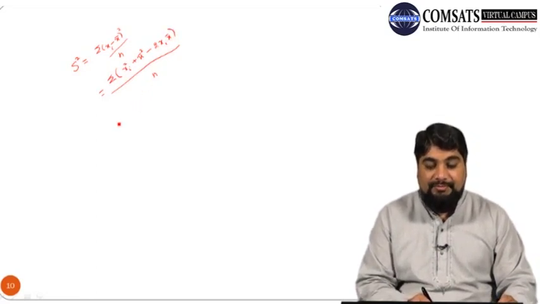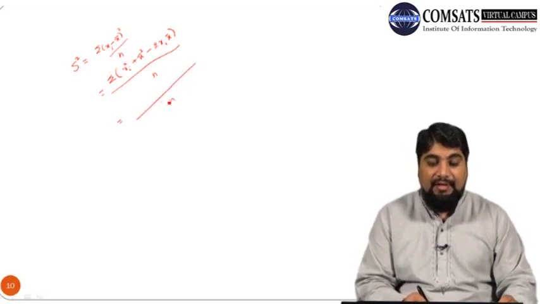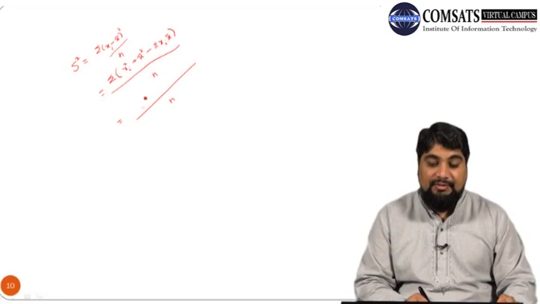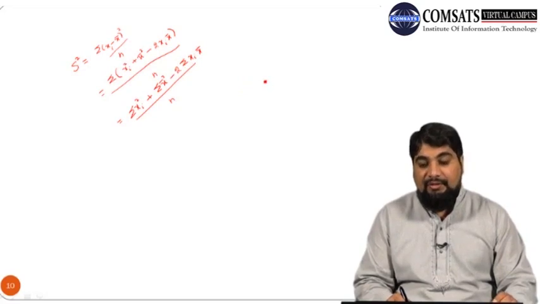In the next step, write this n as it is, and then we will apply the summation to each of the individual entries. So summation xi square plus summation x bar square minus 2 times summation xi x bar. There is one very important rule of summation.